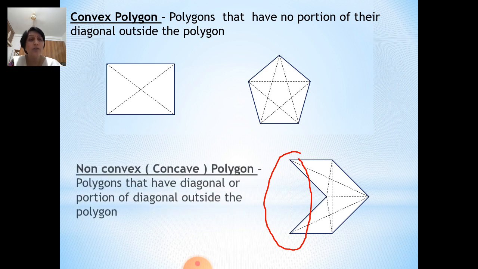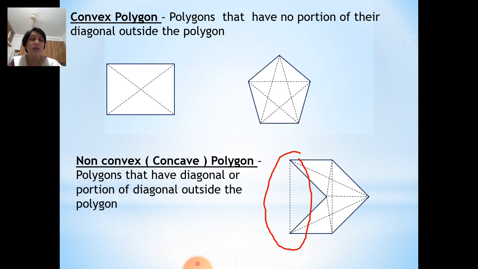And the polygons which are having some part of a diagonal outside the figure, those polygons are called non-convex or concave polygons. So, I think you must have understood.